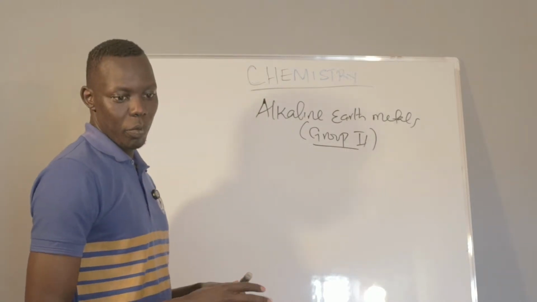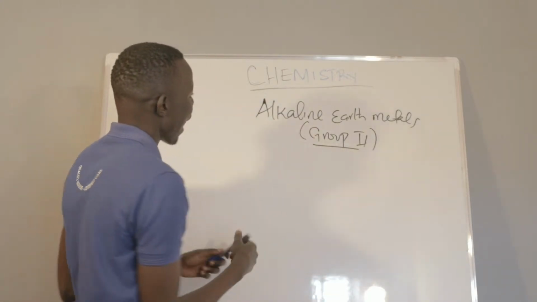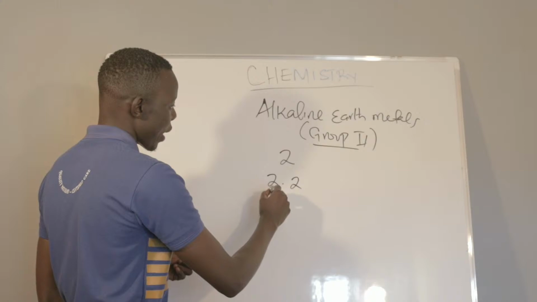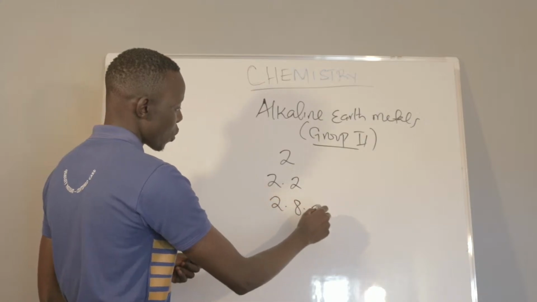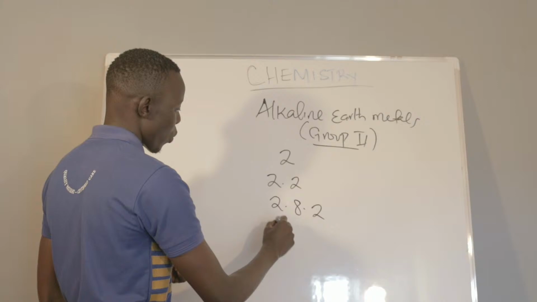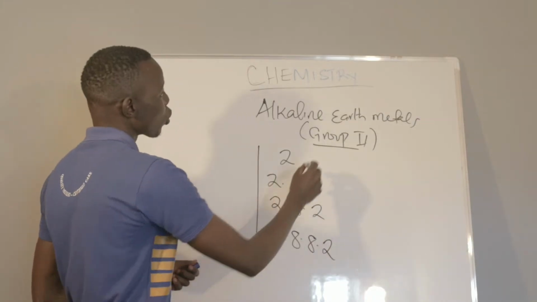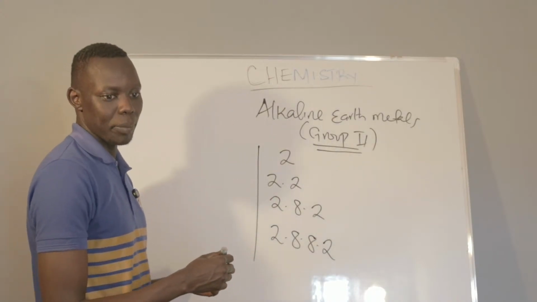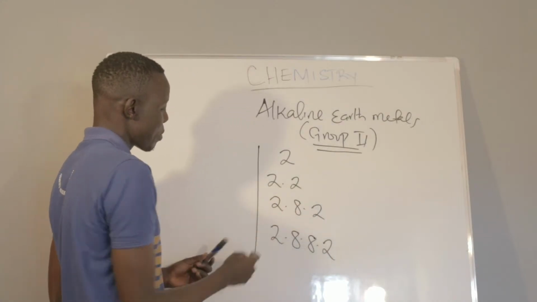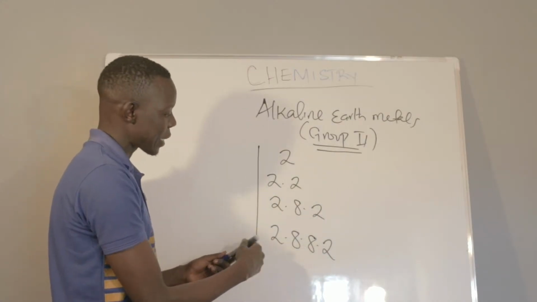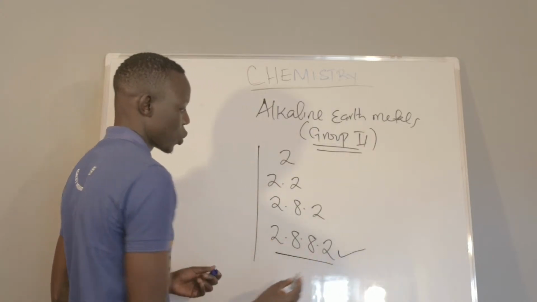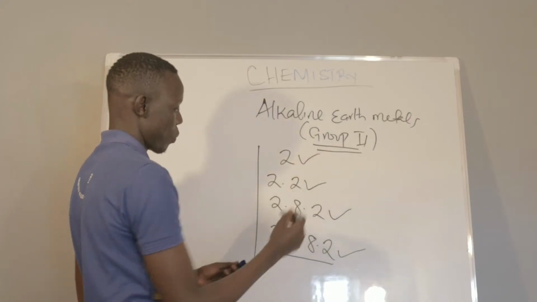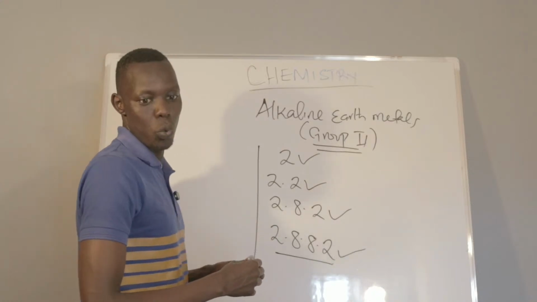Now, I want you to know the members of alkaline earth metals. It is the one that ends with 2, 2, then 2, 8, 2, then 2, 8, 8, 2. These ones are members of group 2. So you can name it. Which element has the electronic arrangement of 2, 8, 2? Which one has 2, 2? And which one has 2, 8, 8, 2? All of these are group 2 elements.